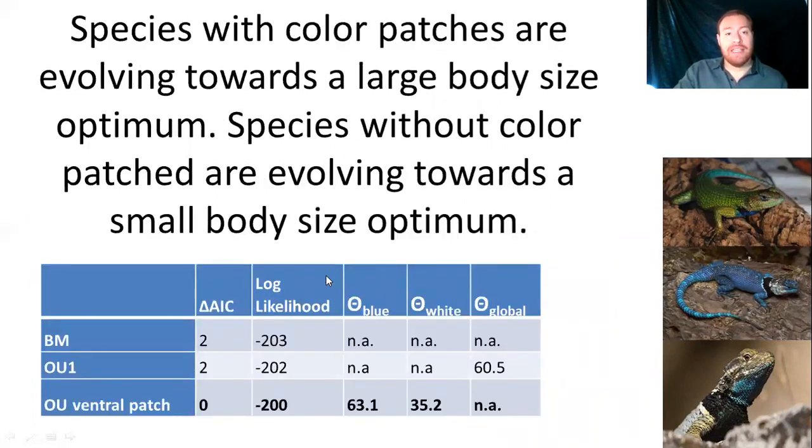Now looking at the body size evolution, we ran a couple more comparative analyses with 3 competing hypotheses: one of Brownian motion, one of a global optimum, this OU1, and one of OU of ventral patches. And what we discovered was the OU of ventral patches best explained body size evolution. Not only that, but we found that blue species were evolving towards a larger body size optimum, while white species were evolving towards a smaller body size optimum.